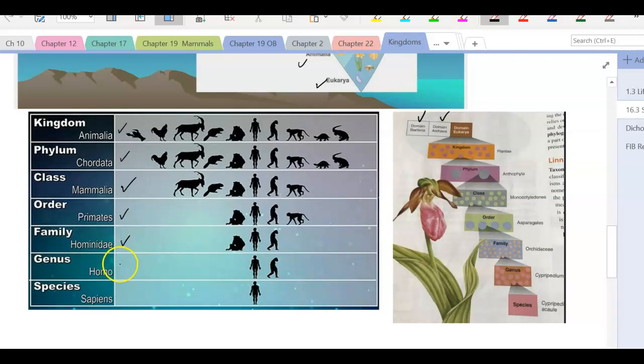Our genus name is Homo, having to do with man. That has to do with the upright bipedal types of primates, so that takes away the great apes. And then our species name is sapiens. Sapiens means wise. So Homo is man, sapiens is wise.